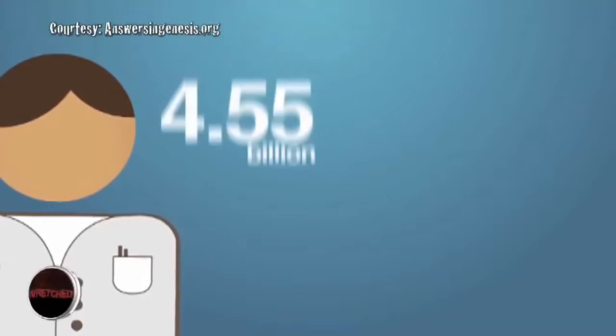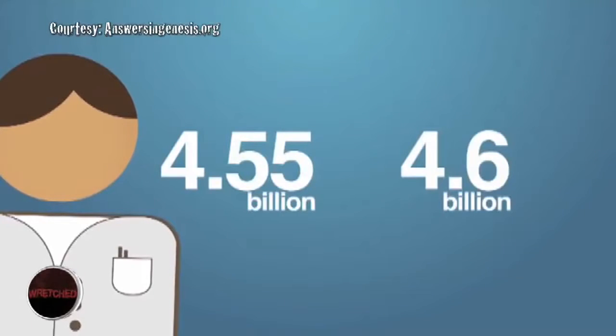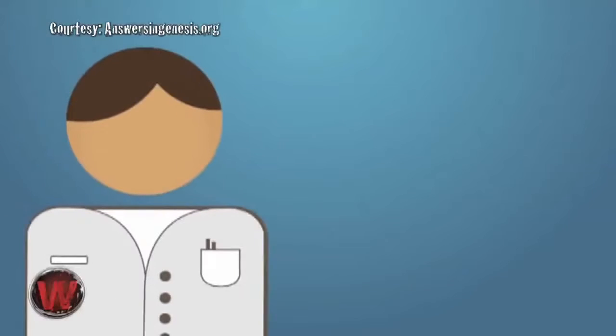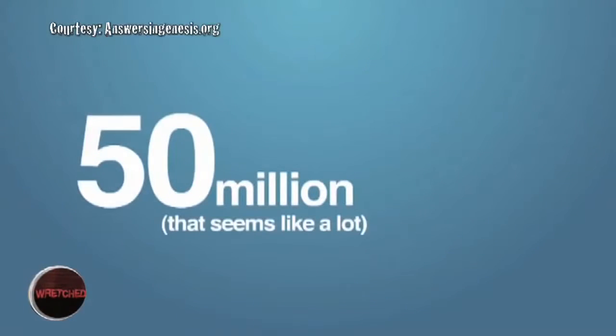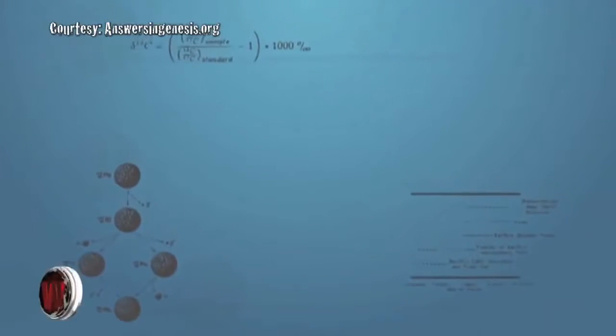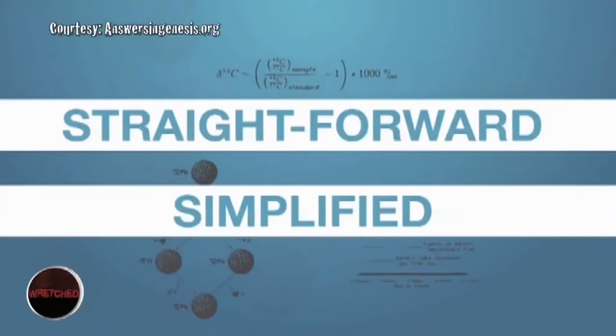First off, many scientists now regard the age of the Earth to be between 4.55 and 4.6 billion years old. Okay, so if this method is reliable and accurate, why the 50 million year discrepancy? That seems like a lot. But let's get into some details here and see what's going on. Keep in mind that there's all kinds of scientific jargon on this topic, and so we'll just present a very straightforward, simplified version of the process.